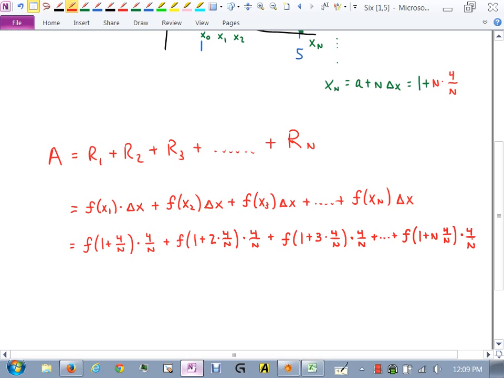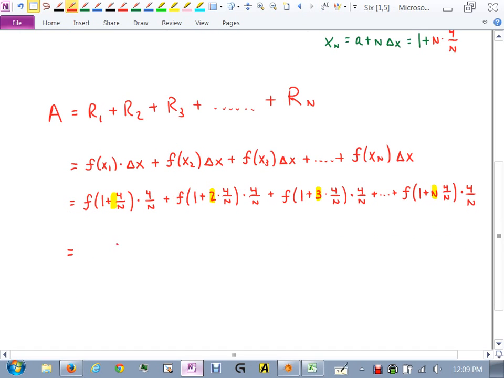All right. Let me highlight the only thing that's different in every single thing I put up there. And there's a 1 in front of this one, right? There's a 1 right there. So watch what's going to happen right now. You ready for this? This is the same as the sum k equals 1 to n of f of 1 plus k times 4 over n, times 4 over n. Do you agree with that or not?